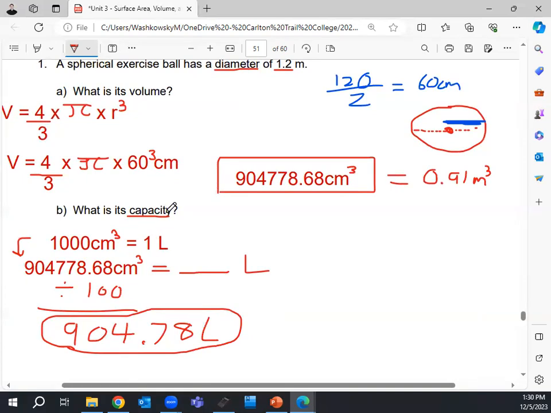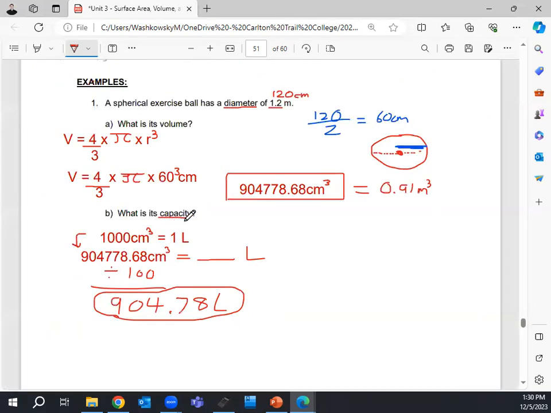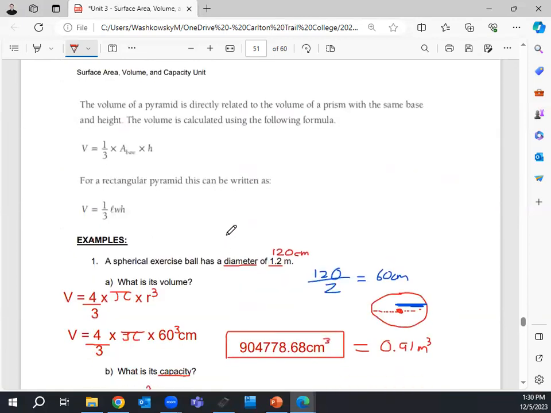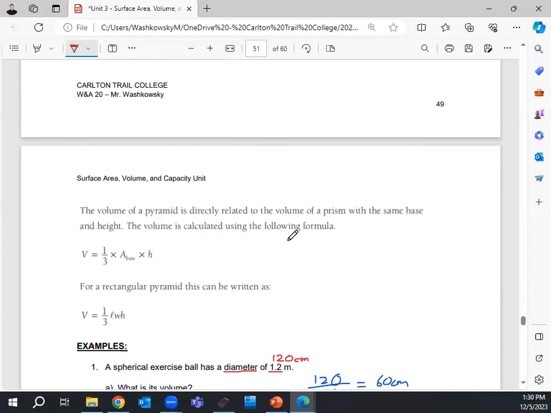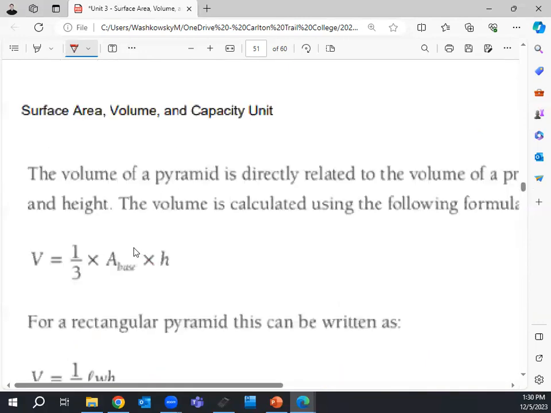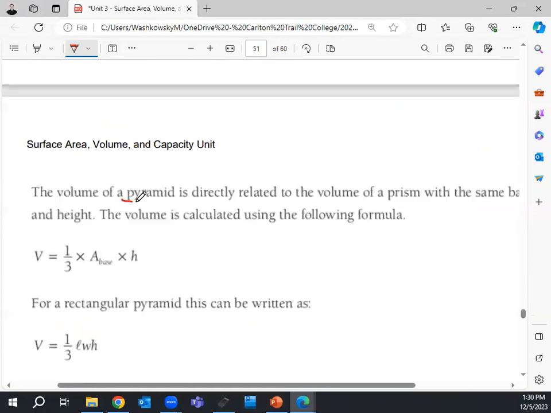So let's try out another one here. So that's one of our shapes. We've already done spheres. Now there's 2 more shapes that we're going to look at today. So one of the shapes we've looked at is spheres, those are just balls. The next one we're going to look at is a pyramid. So I just want you to give that a quick underline here.